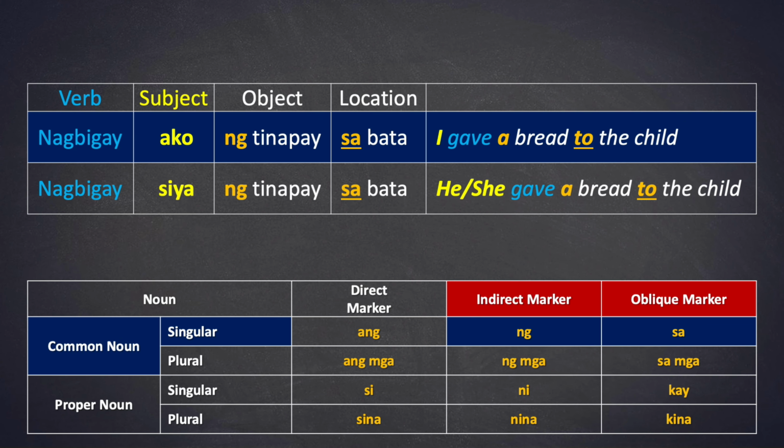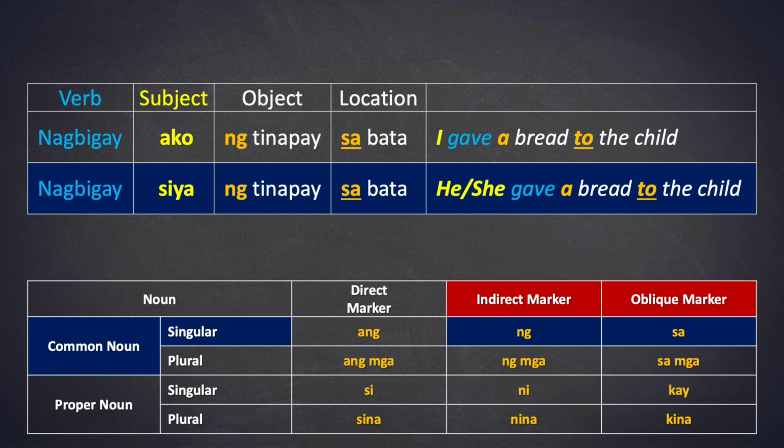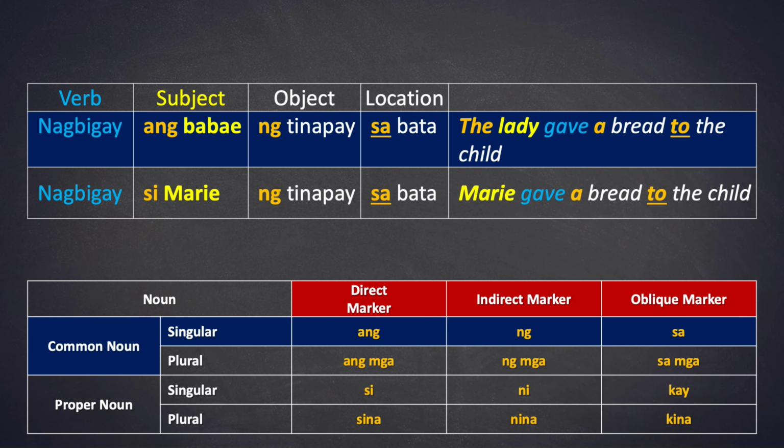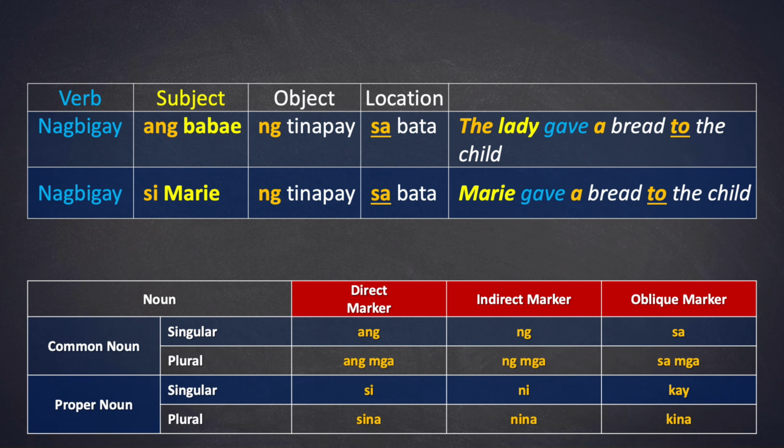Nagbigay ako ng tinapay sa bata. I gave a bread to the child. Nagbigay siya ng tinapay sa bata. He or she gave a bread to the child. Make sense so far? Nagbigay ang babae ng tinapay sa bata. The lady gave a bread to the child. Nagbigay si Marie ng tinapay sa bata. Marie gave a bread to the child. So far, the sentences make sense.